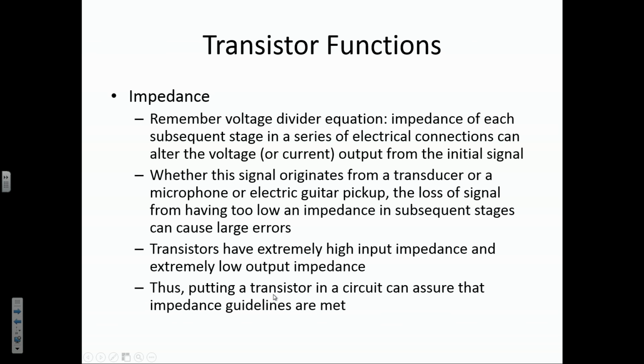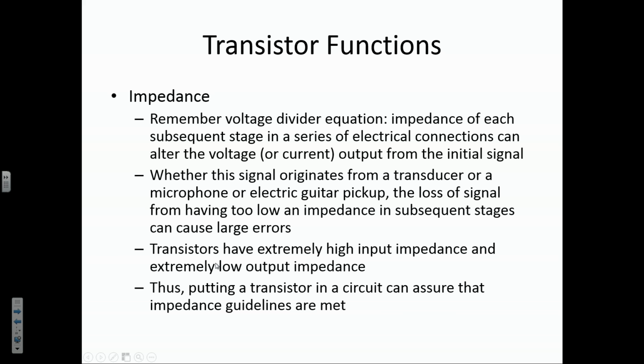All right, we've learned what impedance is. It's like resistance, right? Transistors have impedance. So if we remember the voltage divider equation, you can imagine the voltage divider circuit in your mind. The impedance of the subsequent stage in a series of electrical connections can alter the voltage or the current output from the initial signal. And we remember, if we want to represent the initial voltage well in a voltage divider, we need our voltmeter, if you will, impedance to be very high, okay, and that way we get close to an exact representation of the input voltage. Now, whether this signal, voltage or current, originates from a transducer or a microphone, or if you're an electric guitar player, you've got pickups on the electric guitar that do this, the loss of signal from having too low an impedance in subsequent stages can cause large errors in your output.